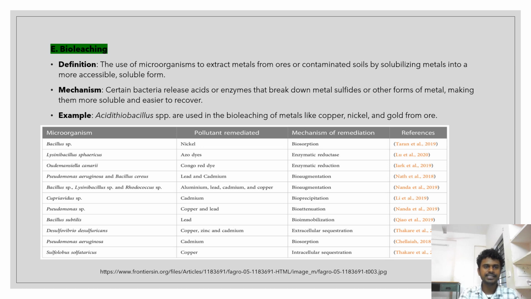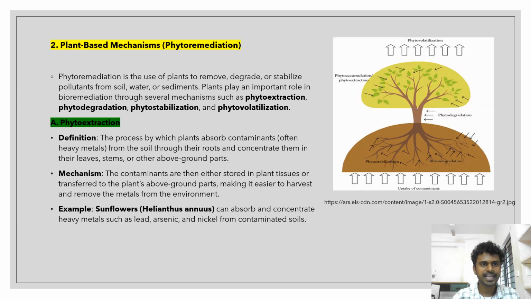In this table, we can see the type of microorganisms, type of pollutant, and type of mechanism of remediation. Coming to the second type of mechanism of bioremediation, plant-based mechanisms. Phytoremediation is the use of plants to remove, degrade, or stabilize pollutants from soil, water, or sediments. Plants play an important role in bioremediation through several mechanisms such as phytoextraction, phytodegradation, phytostabilization, and phytovolatilization.